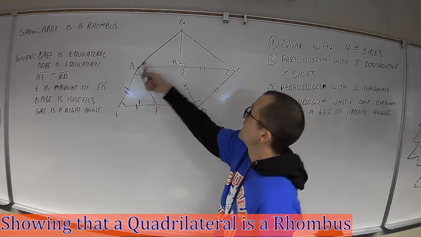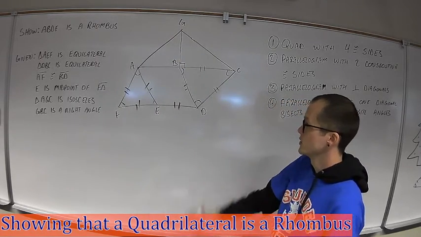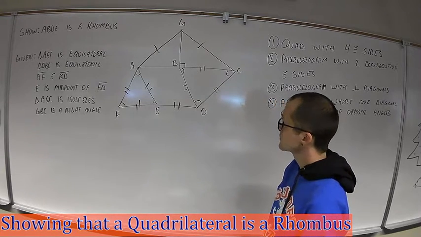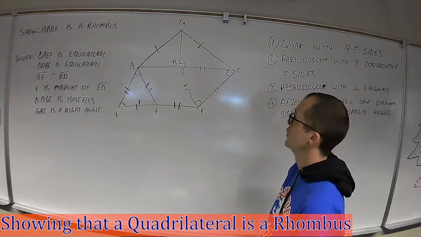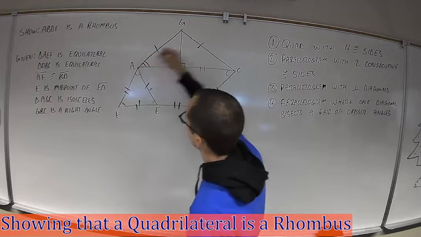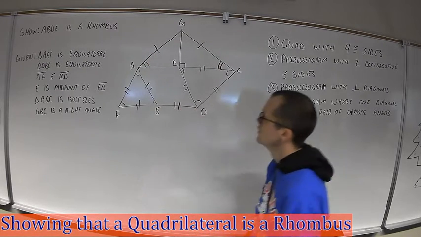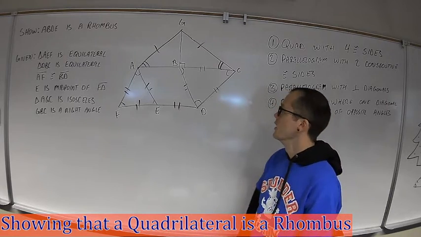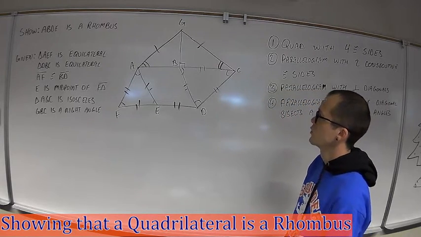Where is that? AGC is isosceles. So that means the 2 legs must have the same length, and it also means the base angles are congruent. So this angle is congruent to this one. Okay, I don't know that that actually helps us. It's true, but let's see if that helps us in any sort of way.